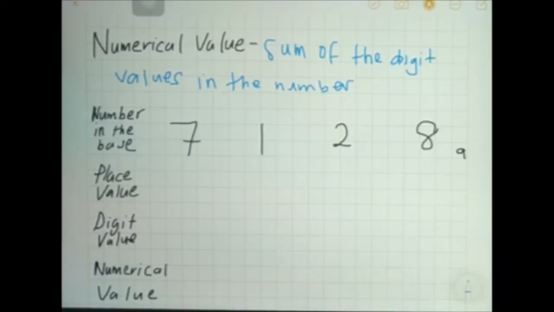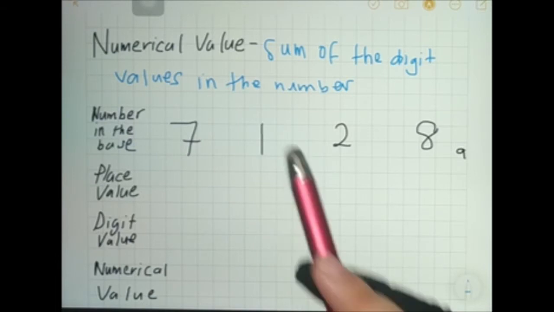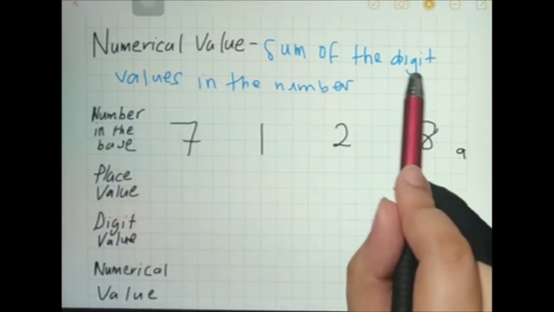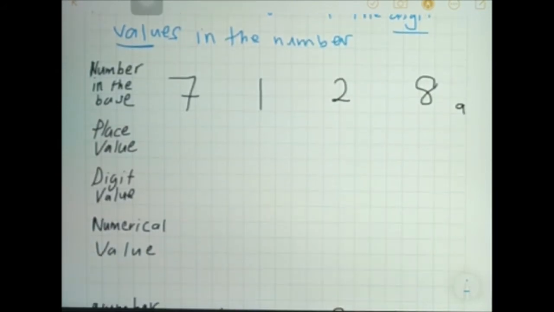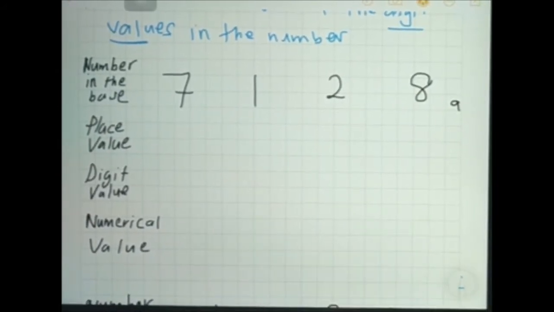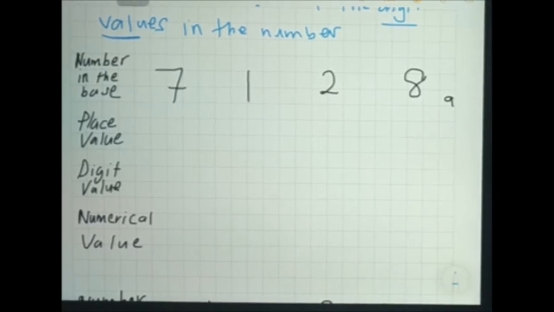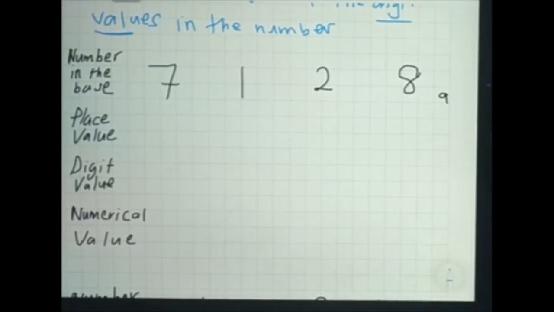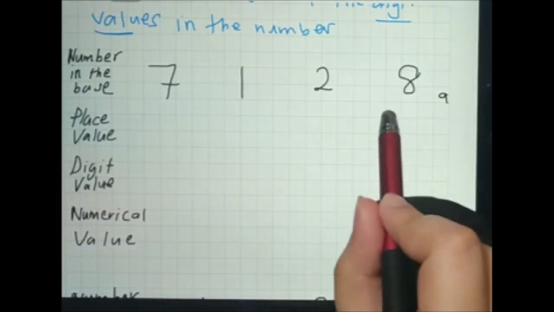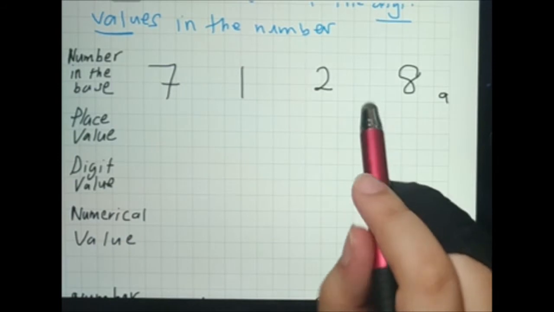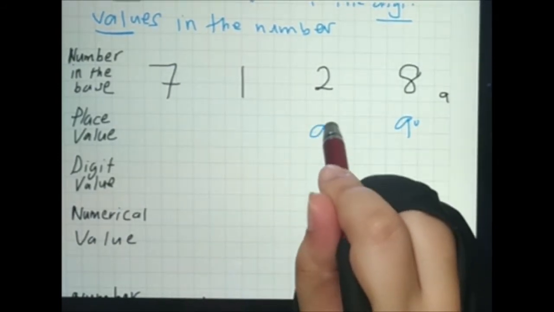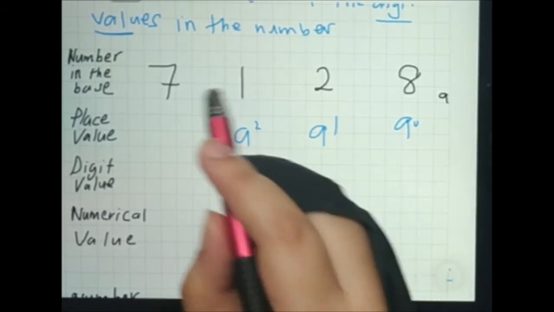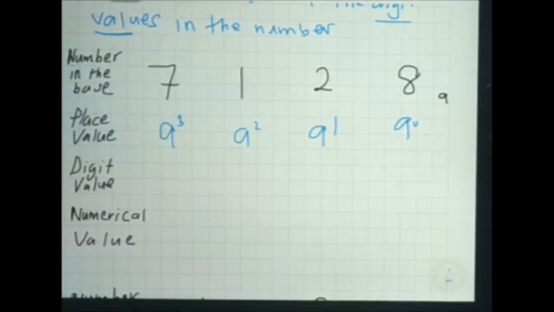Alright, let's move on to numerical value. Numerical value is the sum of the digit values in the number. So I'll use the same example as before, 7128 base 9. The first thing we do is separate the number in the base, and then we write the place value. The place value, we start from the right to the left: 9 power of 0, 9 power of 1, 9 power of 2, and 9 power of 3.